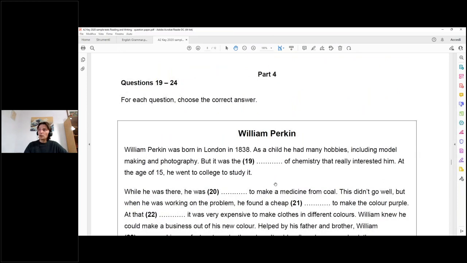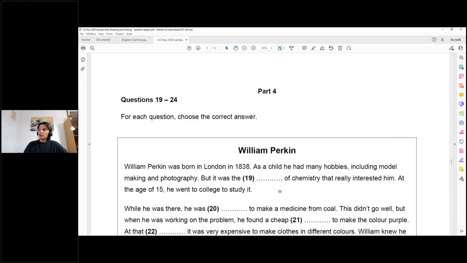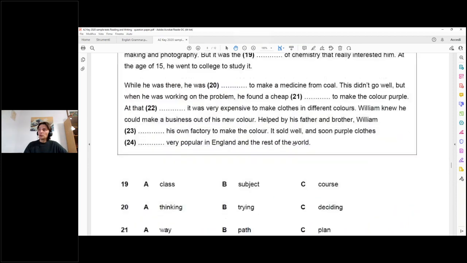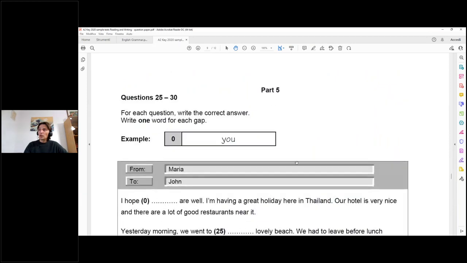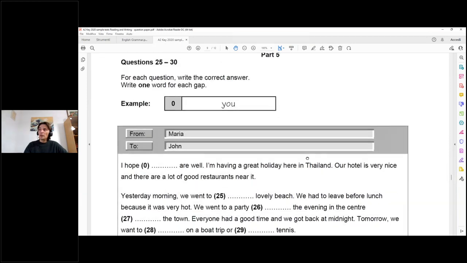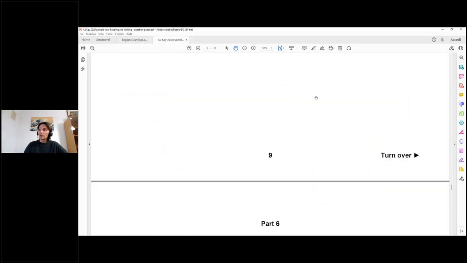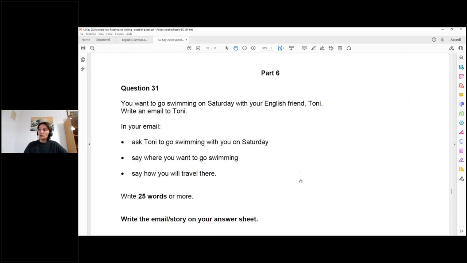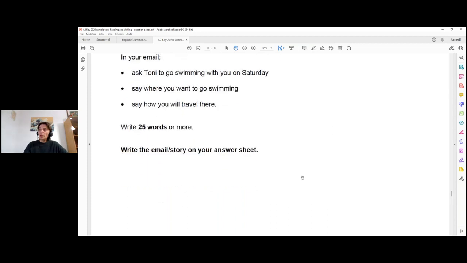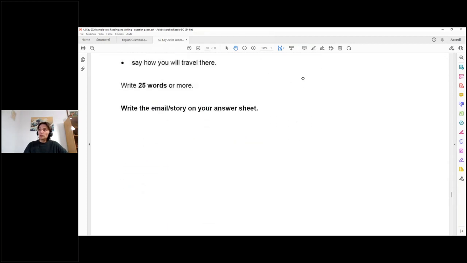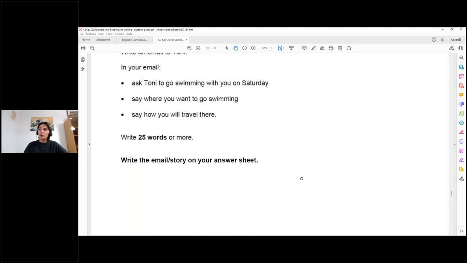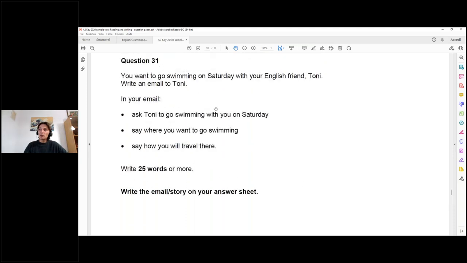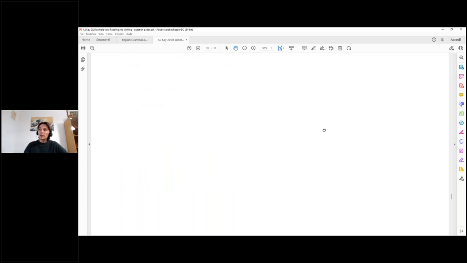There are going to be questions you have to answer. This is part 4. Choose the correct answer. Okay, remember we did many of these exercises. Part 5 is the email. Part 6, okay, on page 10. And then please note, part 6, you have to write the email story on your answer sheet. So you must write the email story that they ask, right? Question 31, you have to write an email.